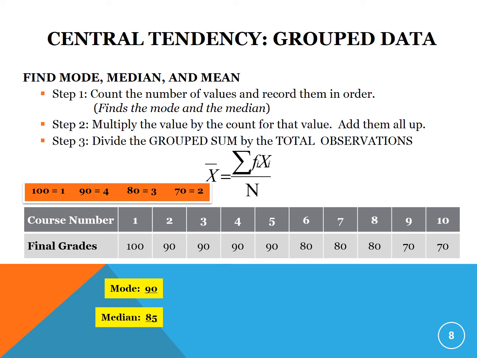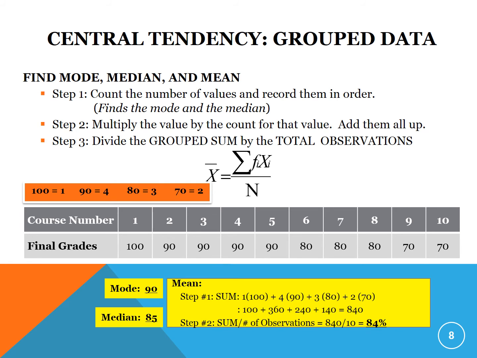Okay? And then finally, our mean, what we did already is that 1 times 100, 4 times 90, 3 times 80, and so on. We get our sum, and then we divide it by 10. Okay? And our median might be 85, our mode might be 90, but the average is a little lower at 84%. Is the final grade average. Okay? So those 70s seem to pull it down a bit.